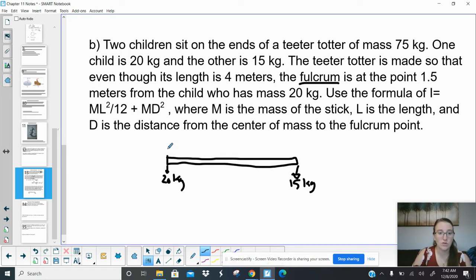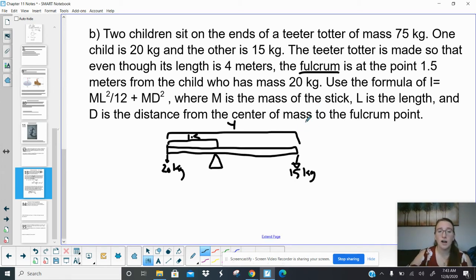Now again, even though this is 4 meters all the way around, the fulcrum point, which again is the balance point, is only 1.5 meters in. So the important thing to notice here is that it's not located at the center of mass of this. So what ends up happening here, this is a little bit weird.